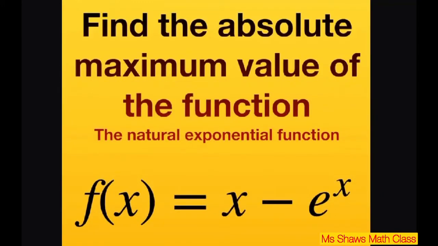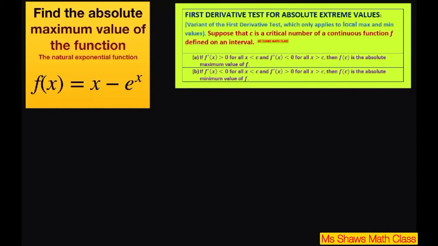Continuing, we're going to find the absolute maximum value of the function f of x equals x minus e to the x power. All right, so we're going to use the first derivative test to find our absolute maximum value. So we take our first derivative of x. The derivative of x is 1 minus the derivative of e to the x, which is just e to the x. And we set this to 0.